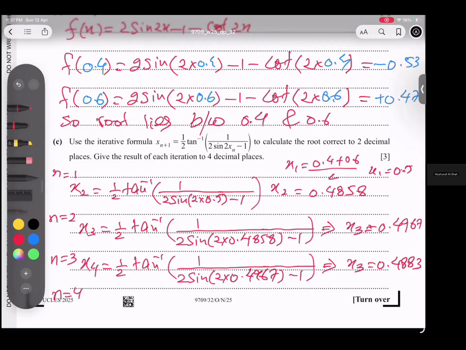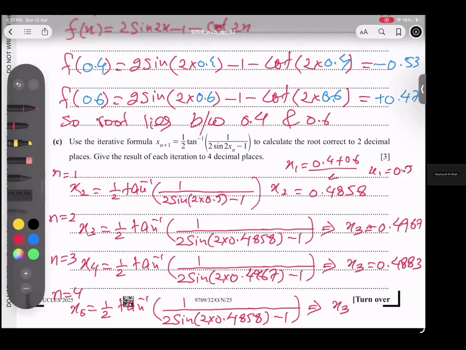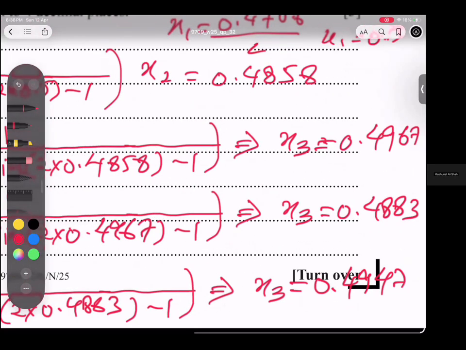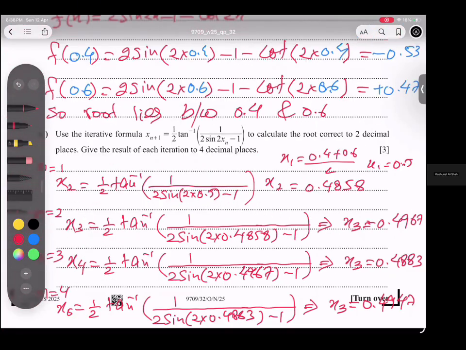So once again, I'm pasting here. Now this is becoming x5. What I'm going to replace, this value I'm erasing, and I'm going to put this number here, 0.4883. If I check it, the next answer is 0.4947. So students, if you look carefully, this number is gradually changing. 2 dp is asked for, so it is going to be 0.49.